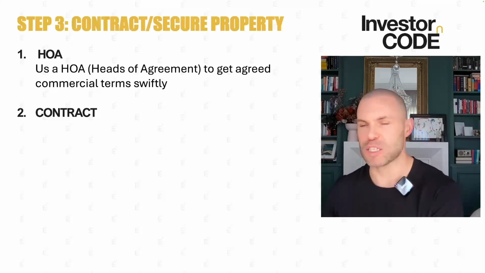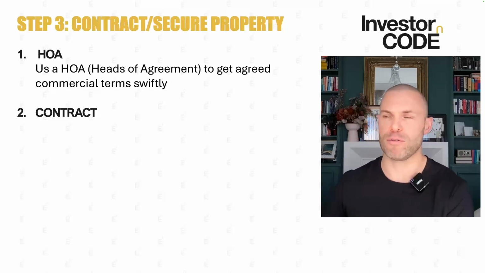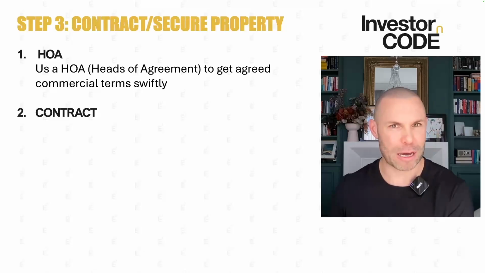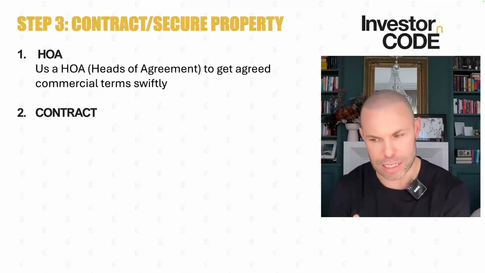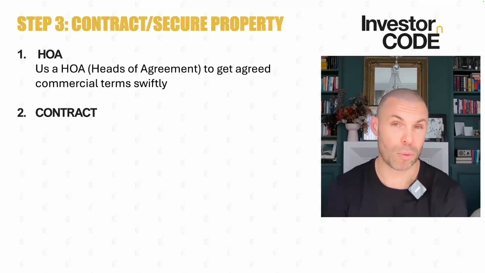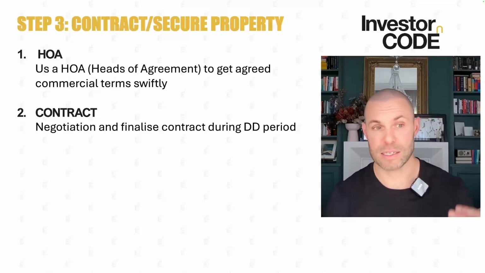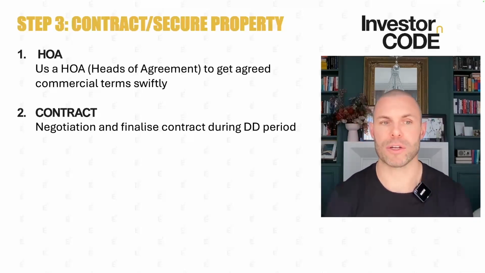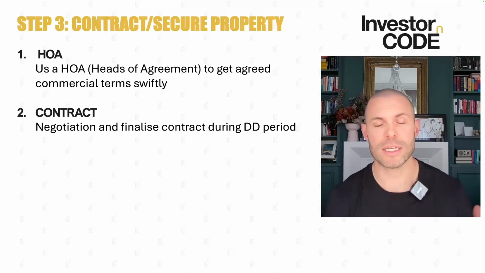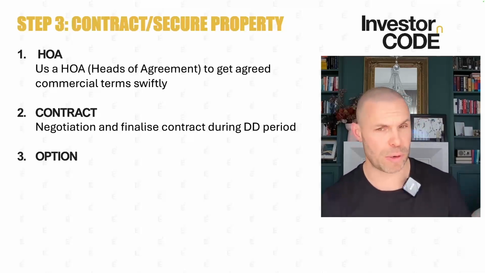And instead of spending $5,000 on solicitors going back and forth for months and months and months, you've done a lot of the back and forth. So now the solicitors can usually get on the same page within a couple of weeks. As I say, only once I've got a heads will I then go and negotiate and finalize the contract. And I'll usually do that during the due diligence period.